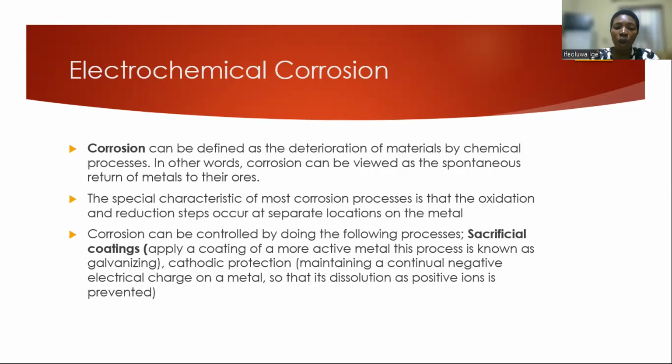We can also prevent corrosion from happening by going through the process of cathodic protection. Cathodic protection is the maintaining of a continual negative electric charge on a metal, so that its dissolution as positive ions is prevented.